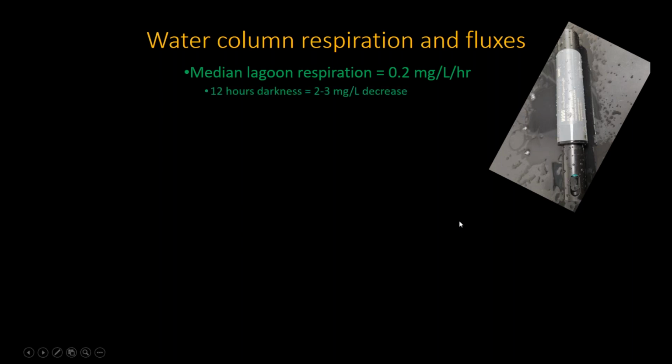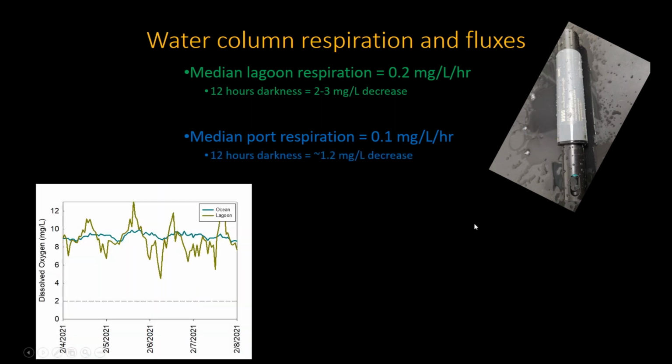So in a 12-hour dark cycle, we should see on average, or the median value is, a 2 to 3 milligrams per liter decrease in DO. In Port Canaveral, so this is in seawater in the port, so this is not the best seawater. If we move offshore, it's quite a bit lower than this, but in adjacent seawater, we're seeing less than or about half of the respiration rate. That means that in a 12-hour dark cycle, we're seeing a decrease of only about 1.2 milligrams per liter.